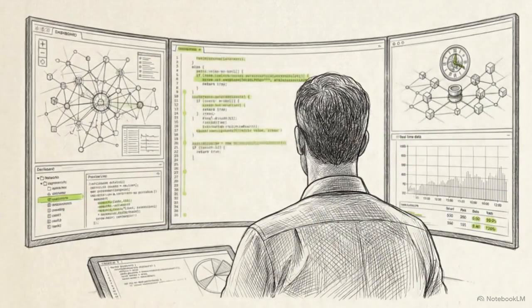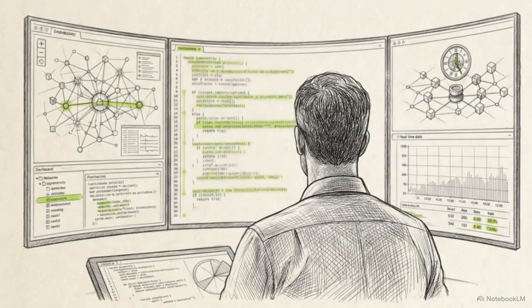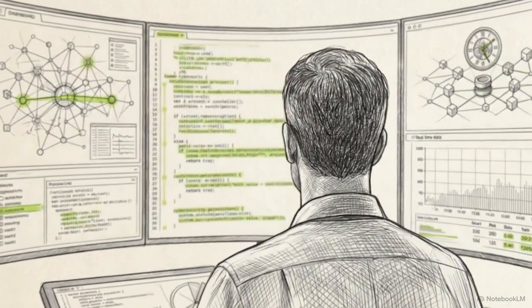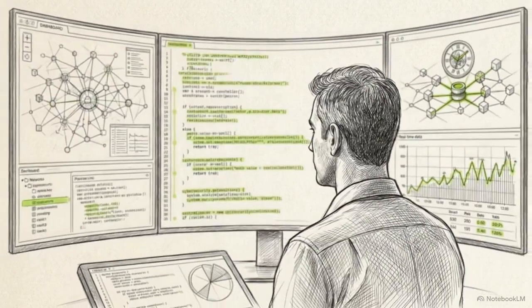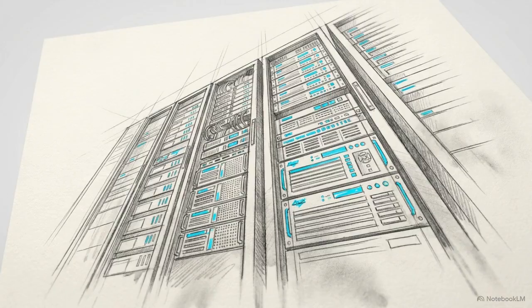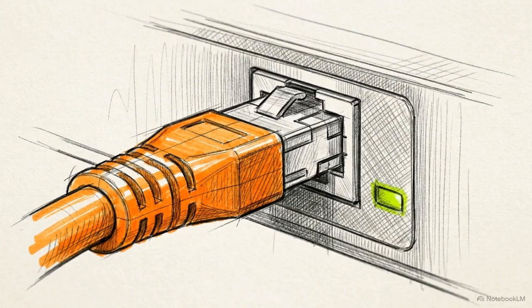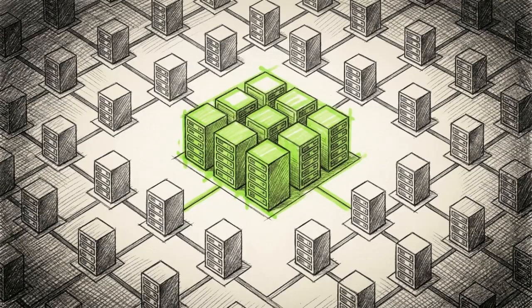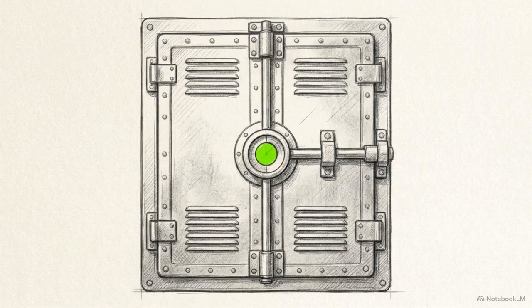Evaluate your own readiness. Verify if your operational pipeline is backed by a centralized CIEM and a fully tested business impact analysis. Align your business strategy with your technical protocols. It is the most reliable way to ensure your organization remains connected, your assets remain visible, and your infrastructure remains secure.